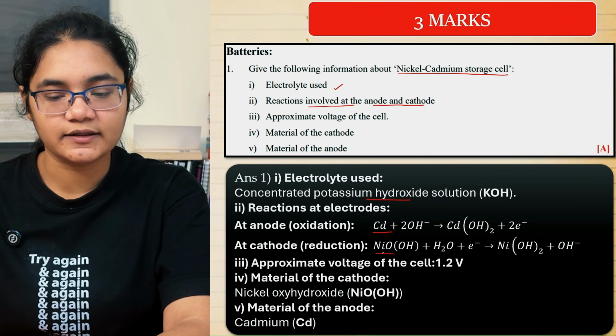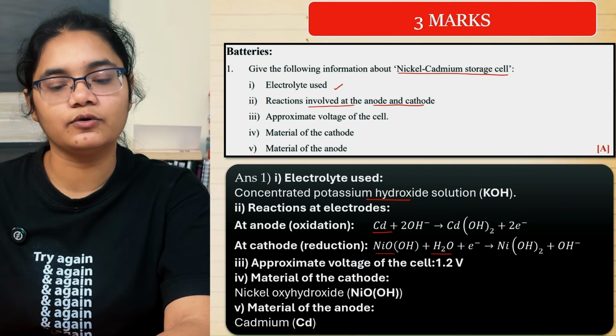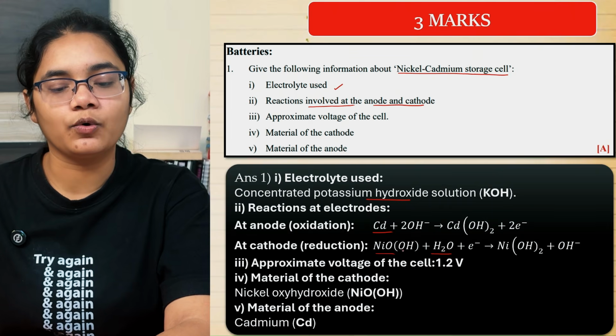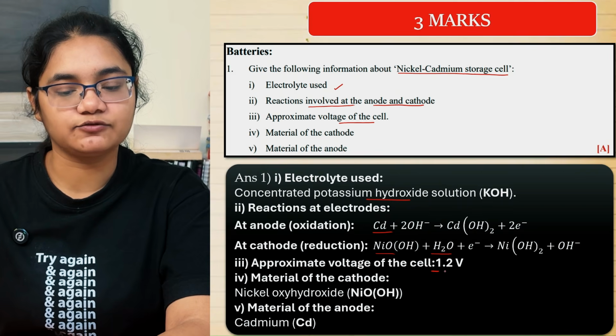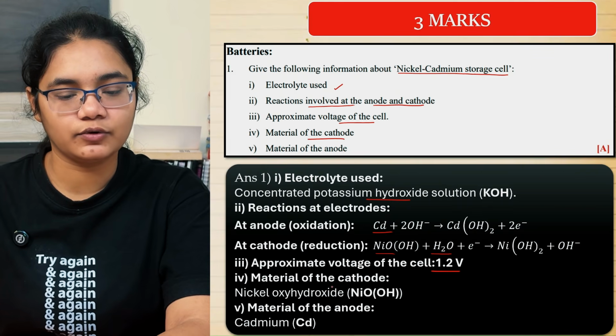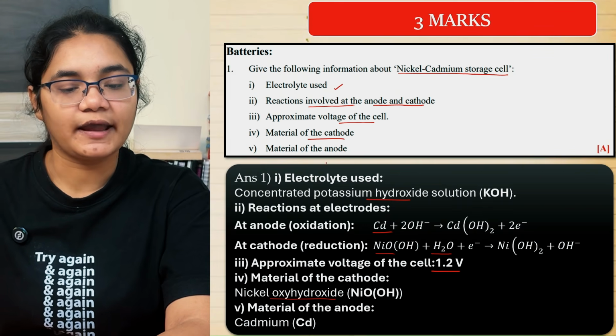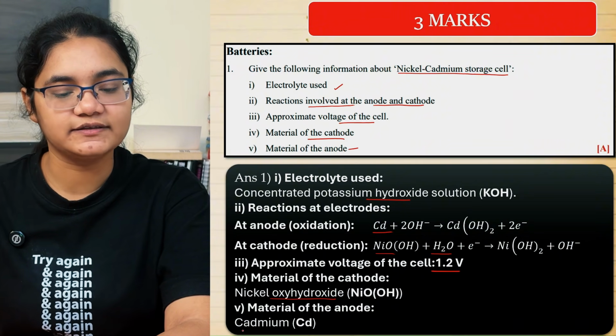Here there is a reaction for oxygen as well. So nickel hydroxide, Ni(OH), gets converted to Ni(OH)2. Approximate voltage of the cell is 1.2 volt. Material of the cathode is nickel oxyhydroxide, and material of the anode is cadmium.